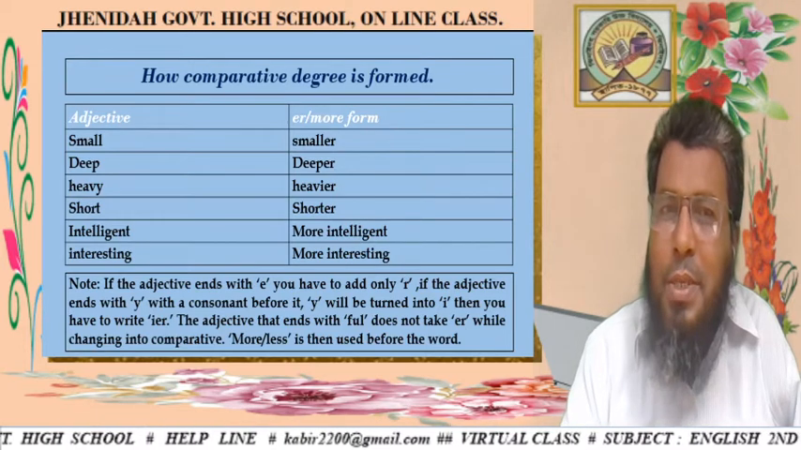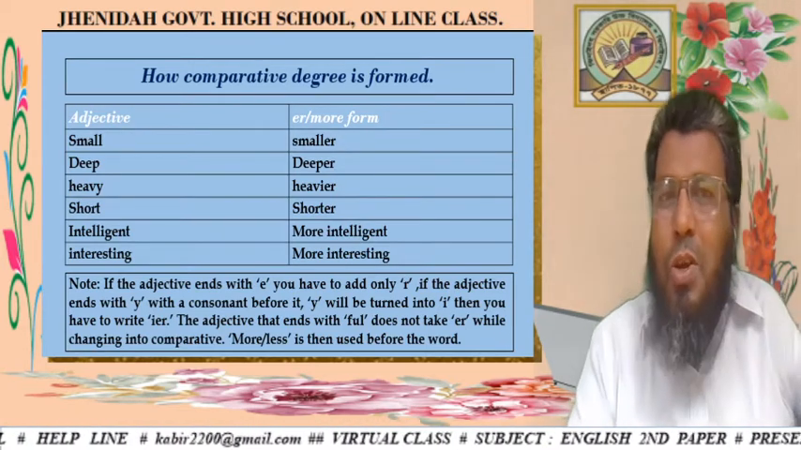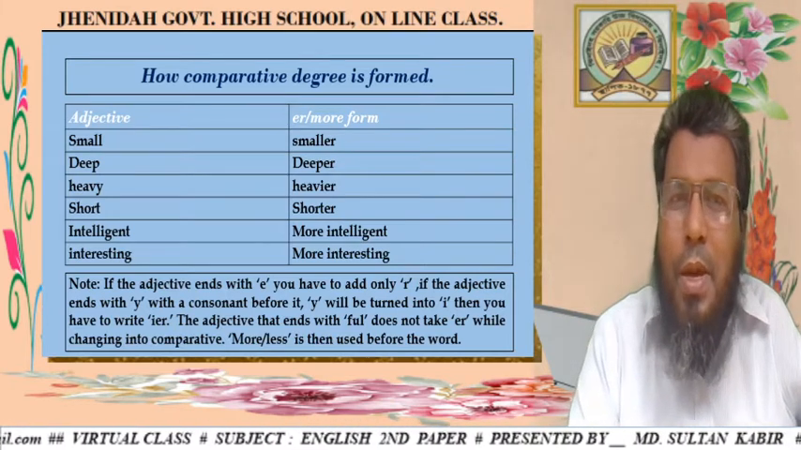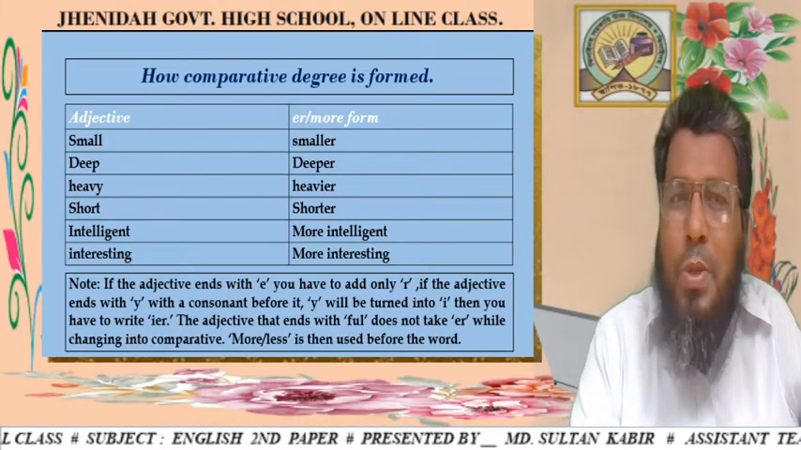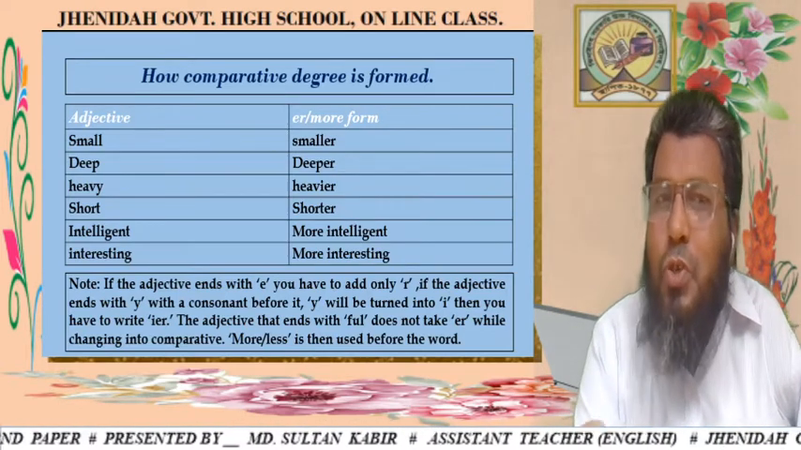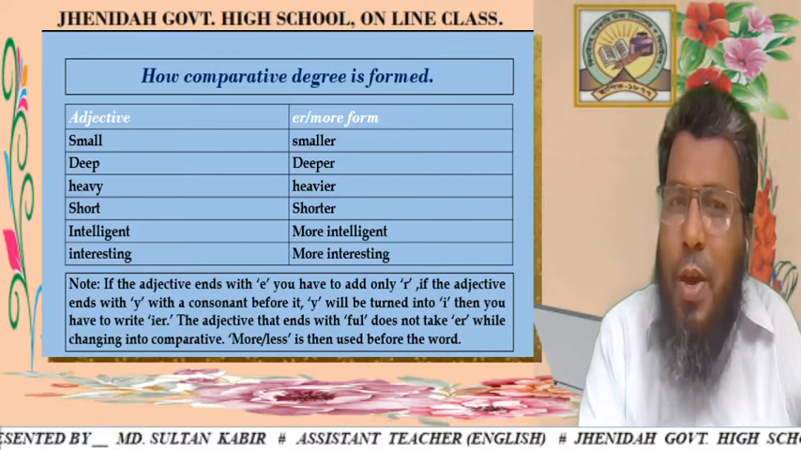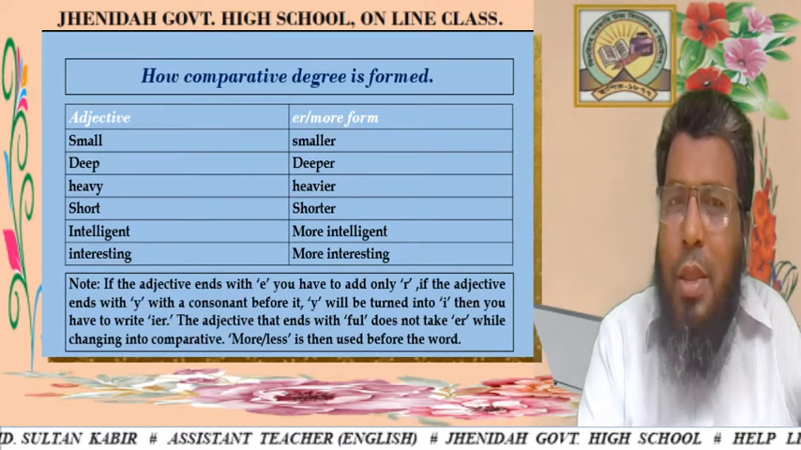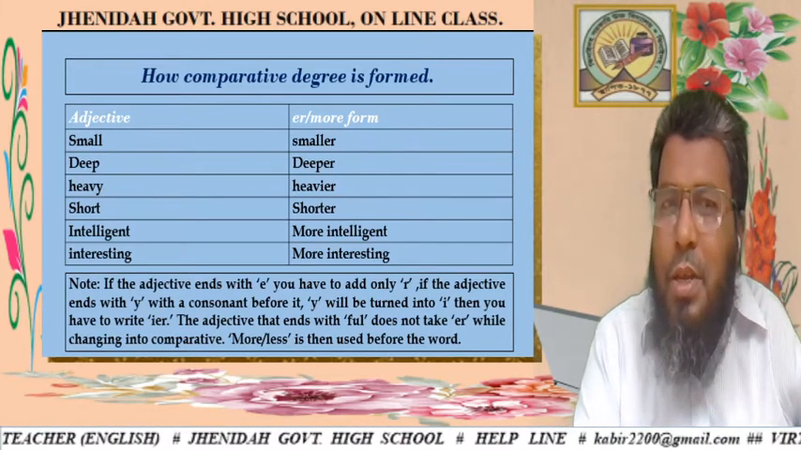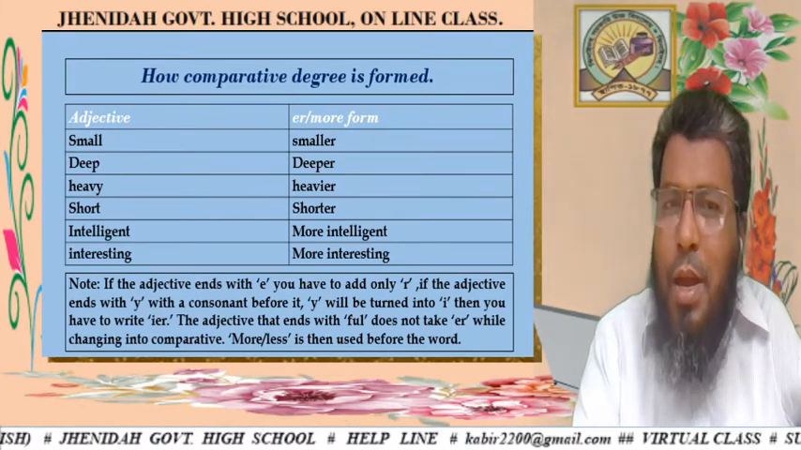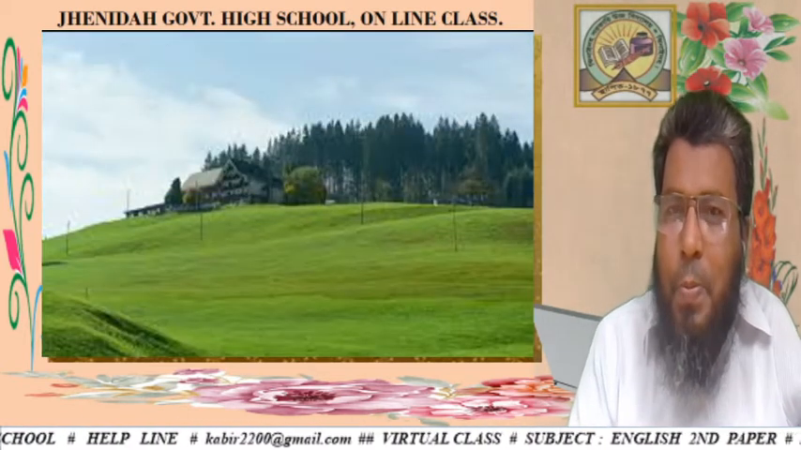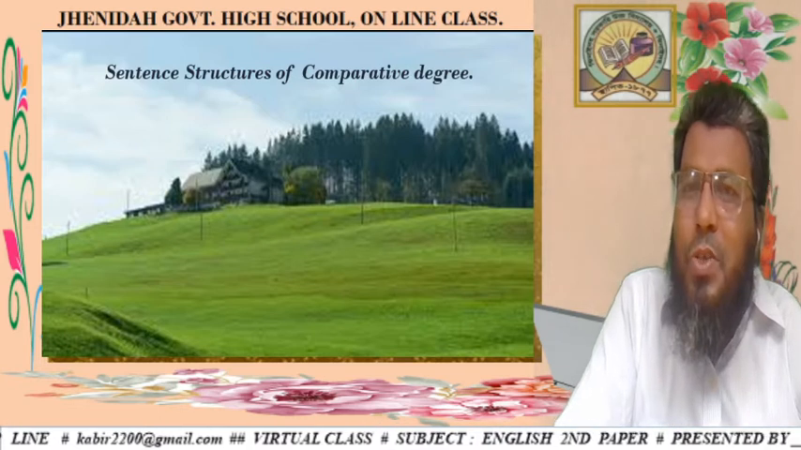That means when the adjective is formed with two, three or more syllables, you will add more or less before the adjective. And if the adjective is formed with only one syllable, that means monosyllable, then you will add -er. But there is an instruction for you: if the adjective ends with Y and the Y is followed by a consonant, then Y will be turned into I, and then you will add -ER. Okay, nice. Look, more structure, sentence structure of comparative degree.